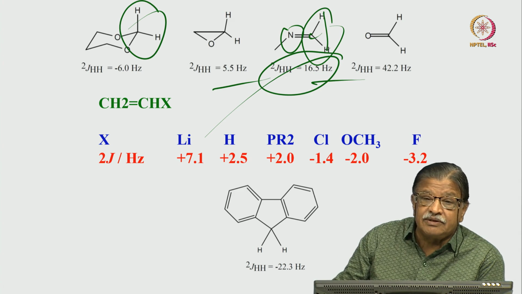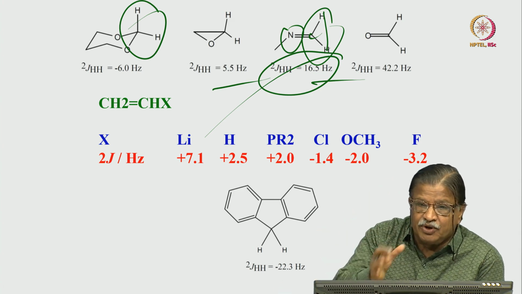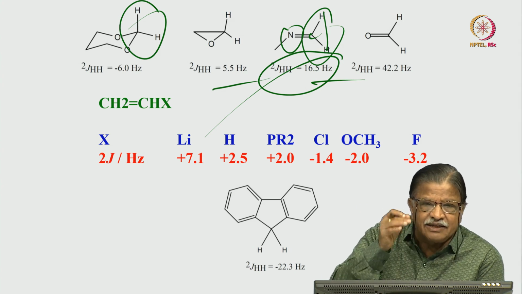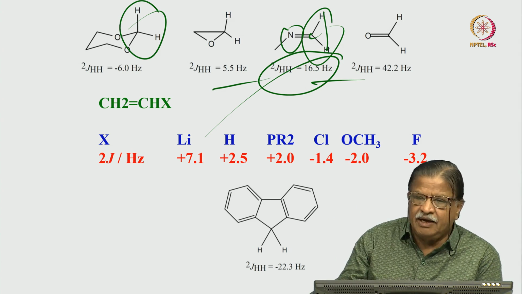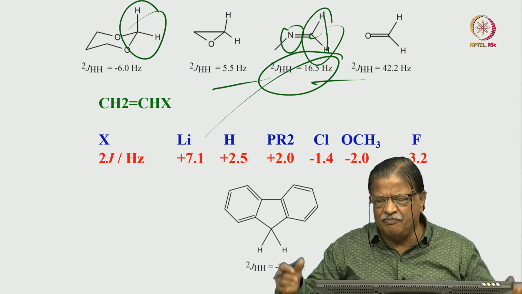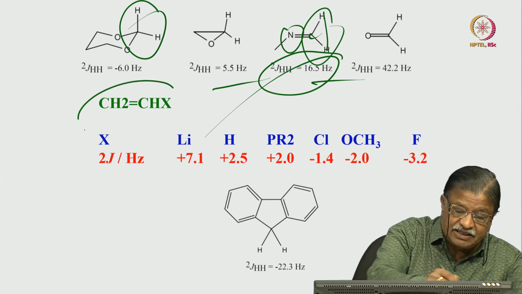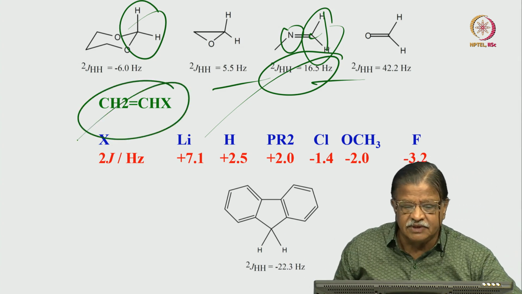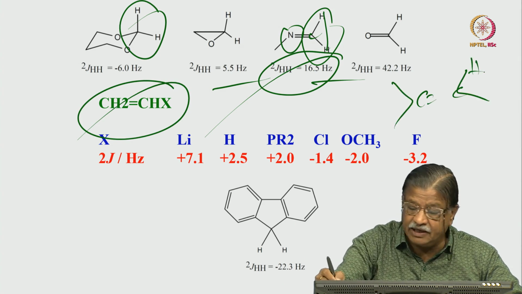So, all those things you cannot remember and mug up, because it is available in the books, but you should know that coupling matters a lot. It depends upon varieties of substitution and varieties of parameters like the HCH bond angle, etc. Take an example of CH2=CHX. Very easily you can write a structure like this, H and X.